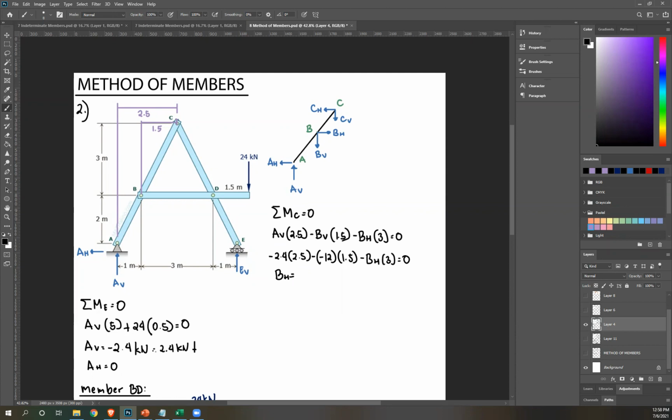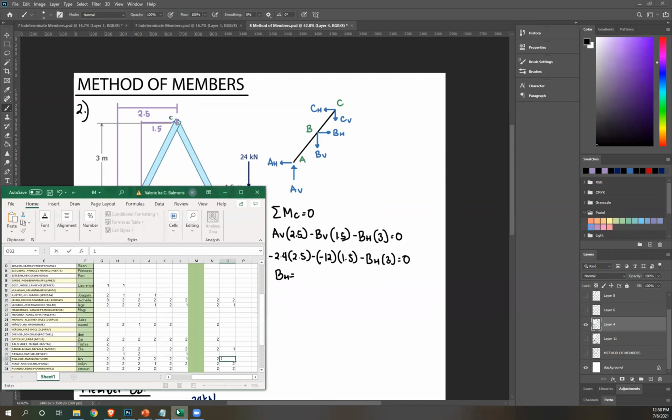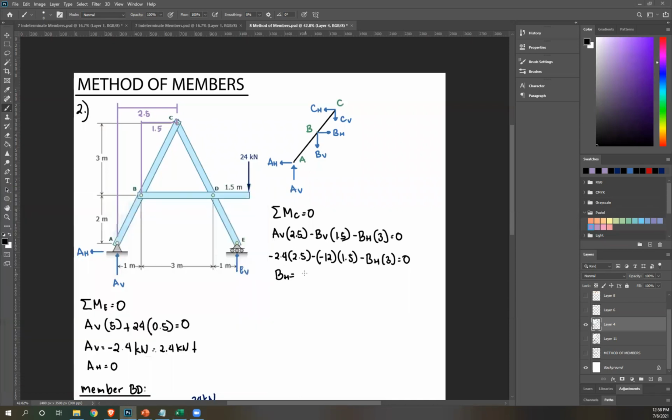Okay, very good. It's positive 4. Correct, Naomi and Gian. And you also. It's positive 4. So that means correct assumption for direction for BH. On members AC, it is indeed to the right. So 4 kilonewton to the right. So that's one of our answers.